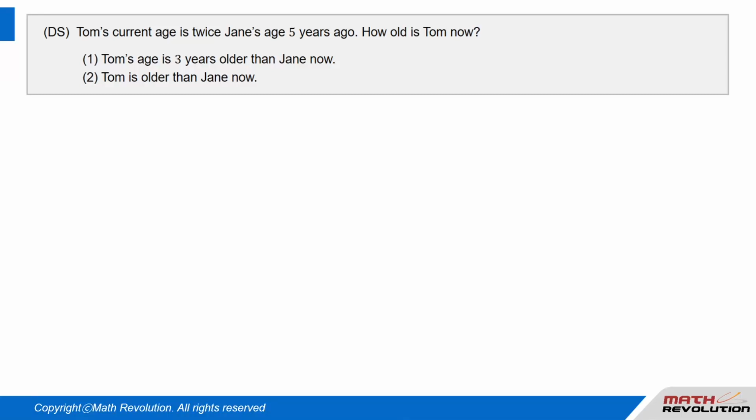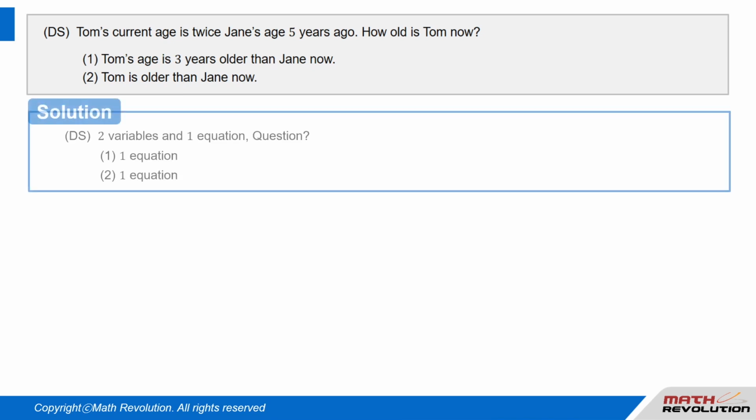Question DS. Tom's current age is twice Jane's age 5 years ago. How old is Tom now? Condition 1. Tom's age is 3 years older than Jane now. Condition 2. Tom is older than Jane now.